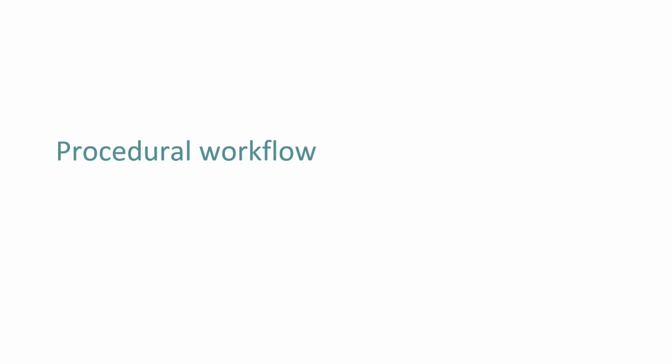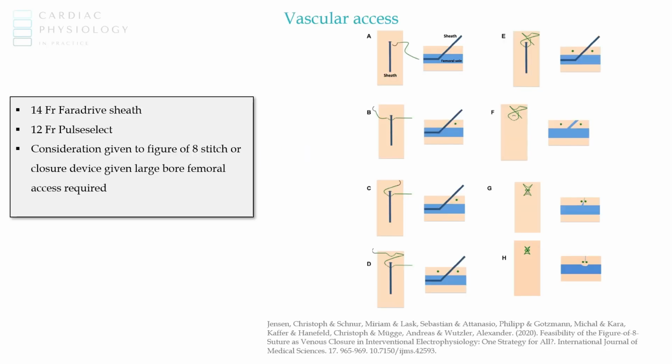We'll now go on to talk about procedural workflow with the pulse field ablation catheter. Pulse field ablation remains in its infancy with only first generation technologies being available. The size of the pulse field ablation catheters is quite large and require large bore sheaths within the vein to advance the equipment up into the heart. Ultrasound guidance is therefore of utmost importance when achieving vascular access to minimize the risk of vascular complications.